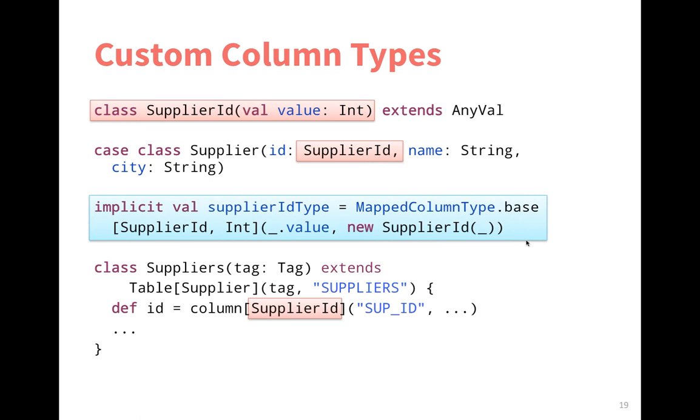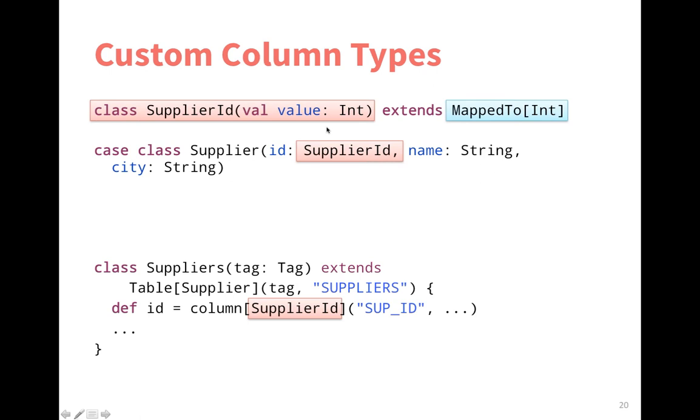calling a constructor. There was a similar mechanism for this in Slick 1, and you still need to do this in more complicated cases. But if you have a simple wrapper like this, which has a constructor that takes one value and that gets into a field called value, there's a much simpler way to do that in Slick 2. You just say extends mapped to of whatever type, in this case int. And you don't need to write any implicit for this. It will work out of the box automatically.